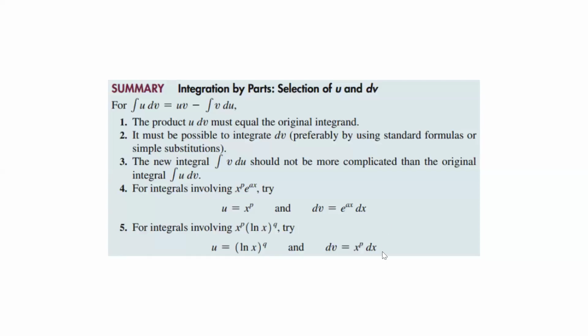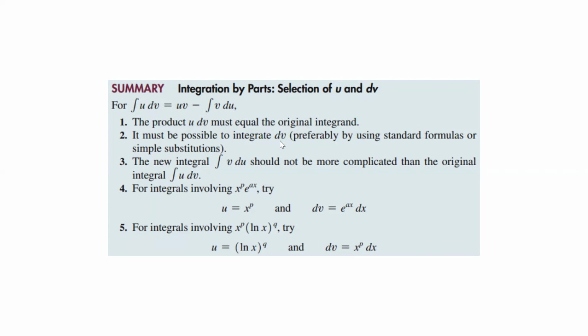All right, so here we've got a summary of all the different rules I've been trying to explain as we went along. It's integration by parts, selecting u and dv. If we have u dv, the product of u and dv must equal the original integrand. Whatever you multiply together has to be the original integrand, which is the piece here.